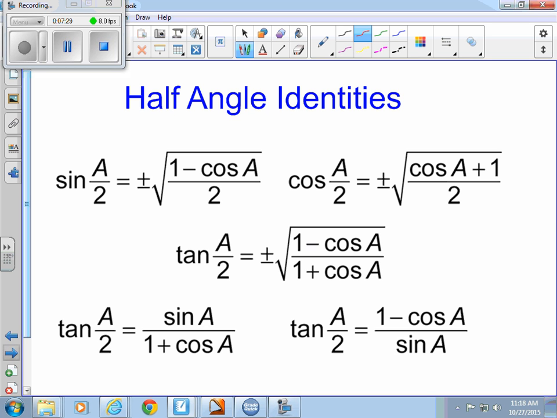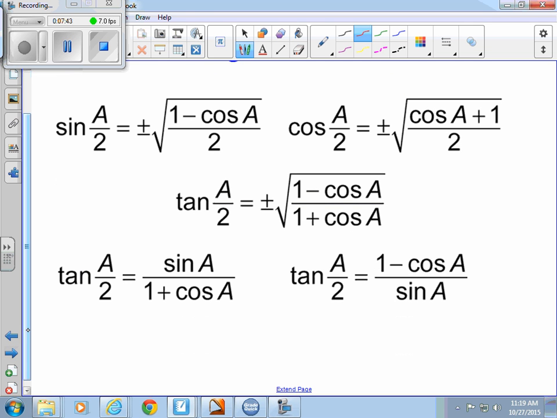With some rationalization, with some trig identities, that's what brings us to these two options. If you multiply by a conjugate on top and bottom, you've got sine squared. That's how that one would come out. So those are the half angle identities. You do not have to memorize any of them. If you ever are expected to use them, you can look them up.